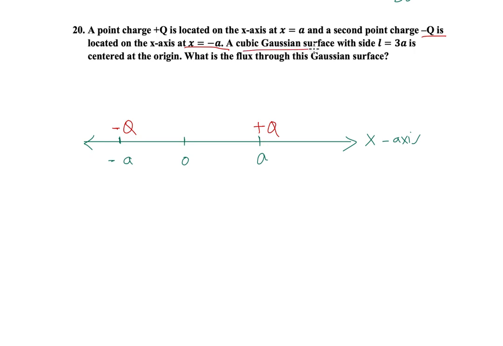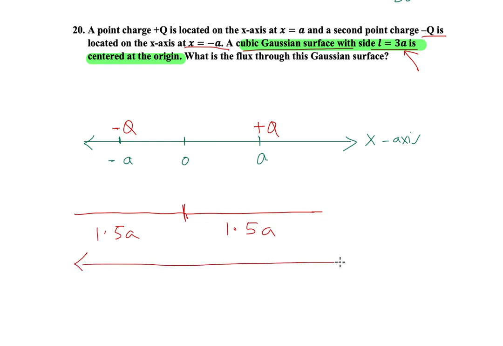A cubic Gaussian surface with side L equal to 3a. You are going to have a cube whose side is L equal to 3a, and it is centered at the origin. It's asking what's the flux through this surface. If I want to center the cube at the origin and its length is 3a, that means I should have 1.5a to this side and 1.5a to this side, so that the side of the cube will be 3a. Let's try to draw it.